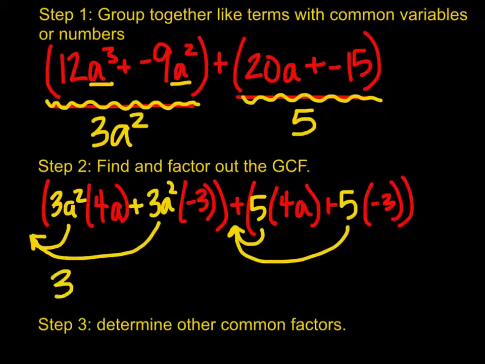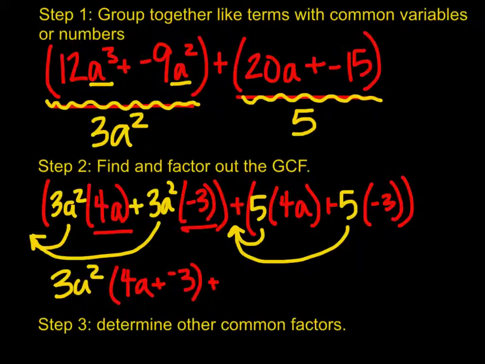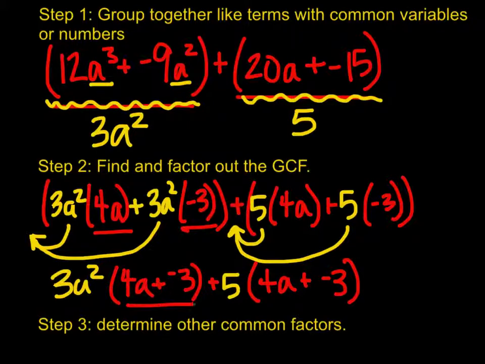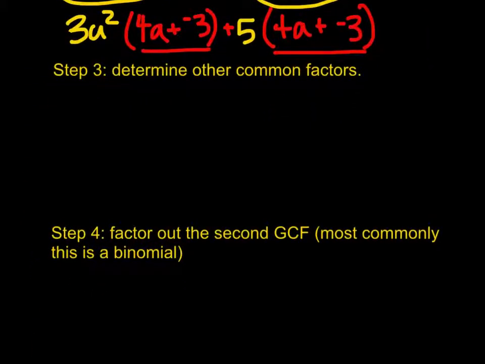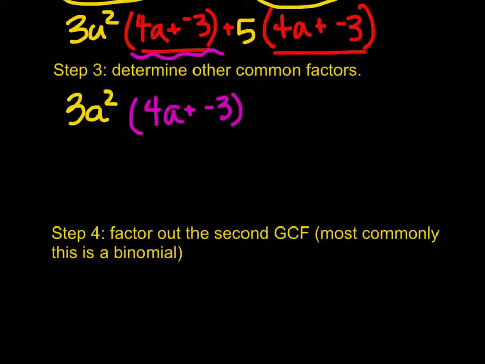So we end up with 3a squared times 4a plus a negative 3, plus 5 times 4a plus a negative 3. I'm hearing 4a plus a negative 3 twice, so that's ringing a bell for me. So if I look at step 3, we now need to determine our other common factors. We have 3a squared. Here's one common factor, 4a plus a negative 3, and we have another common factor of 4a plus a negative 3.